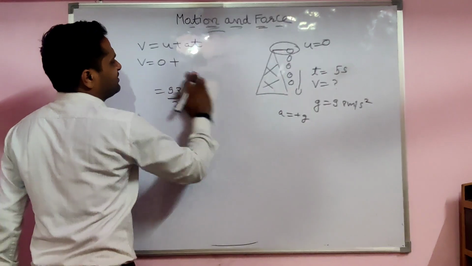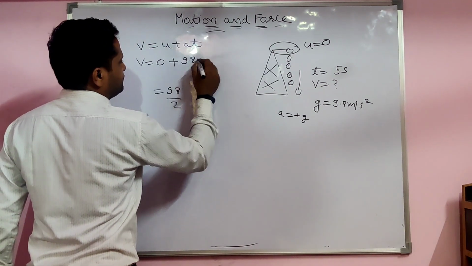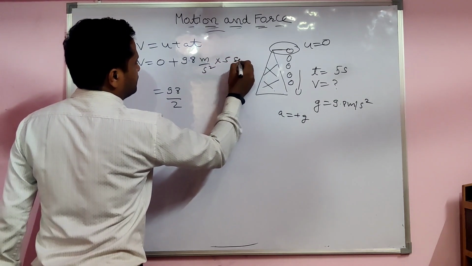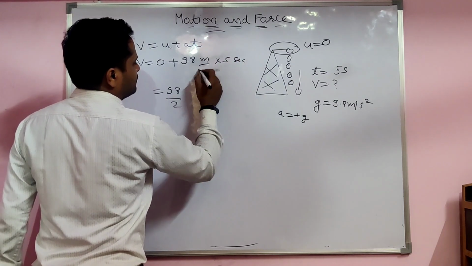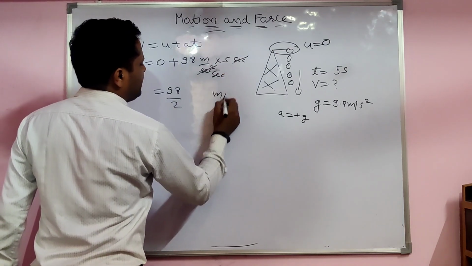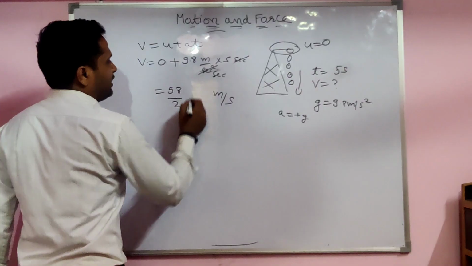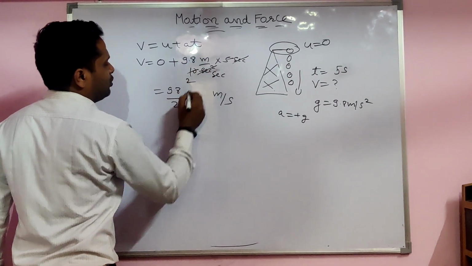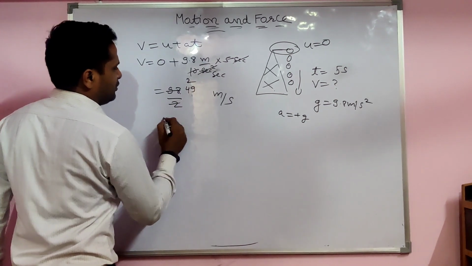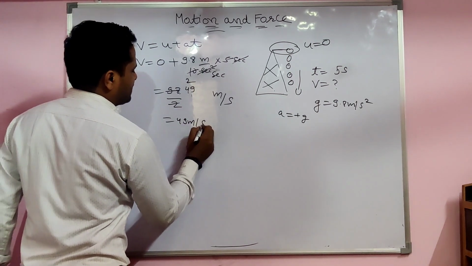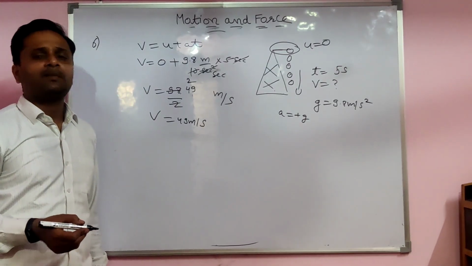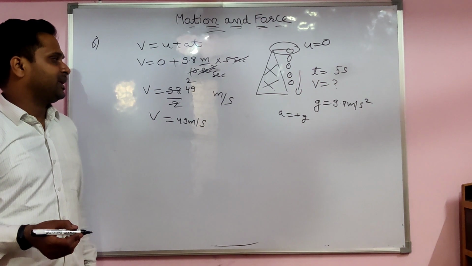Here the unit is meter per second. You have to put the answer in meter per second always. So here 10 and then cut 2, 4, 9. 49 meter per second is the final velocity. Keep the final velocity in mind. I think you understand.